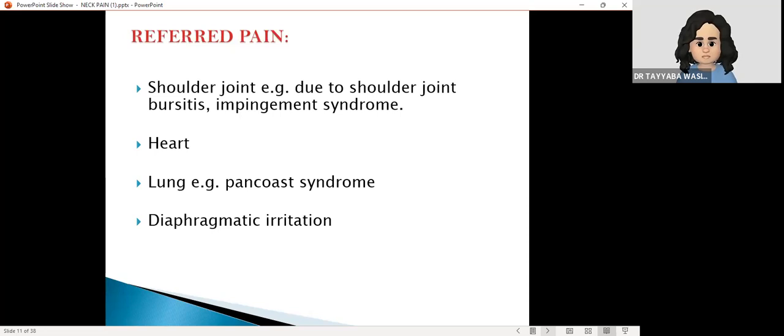In case of a cardiac issue, the patient may present with a neck pain, and on detailed history and examination, we can find out that it is a myocardial infarction or any other cardiac issue. Among the lung issues, Pancoast syndrome is a very common entity with which the patient can present with a neck pain, as it can cause compression of the cervical sympathetic chain. Diaphragmatic irritation is also a very important cause with which the patient can present with a neck pain.